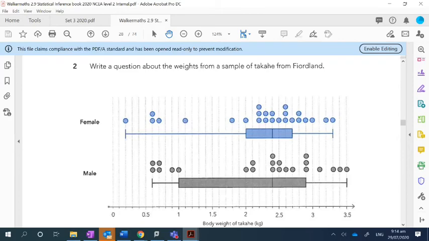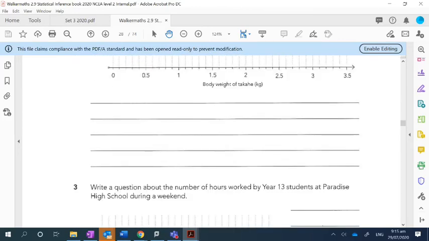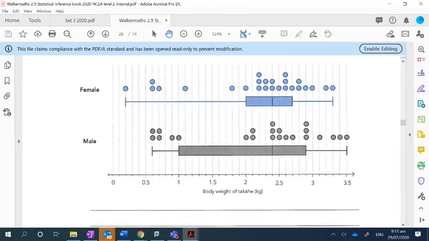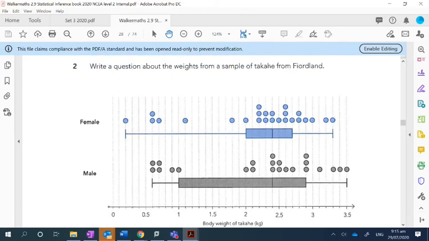Median. Do you guys remember where the median is when you have a box plot like this? It's the line in the middle of the box, right? And what do you notice about the median in both of these? They're exactly the same. Does that mean every takahe male and female weigh exactly the same? Nope, but the medians do. So you can look at data in other ways and still develop a question.